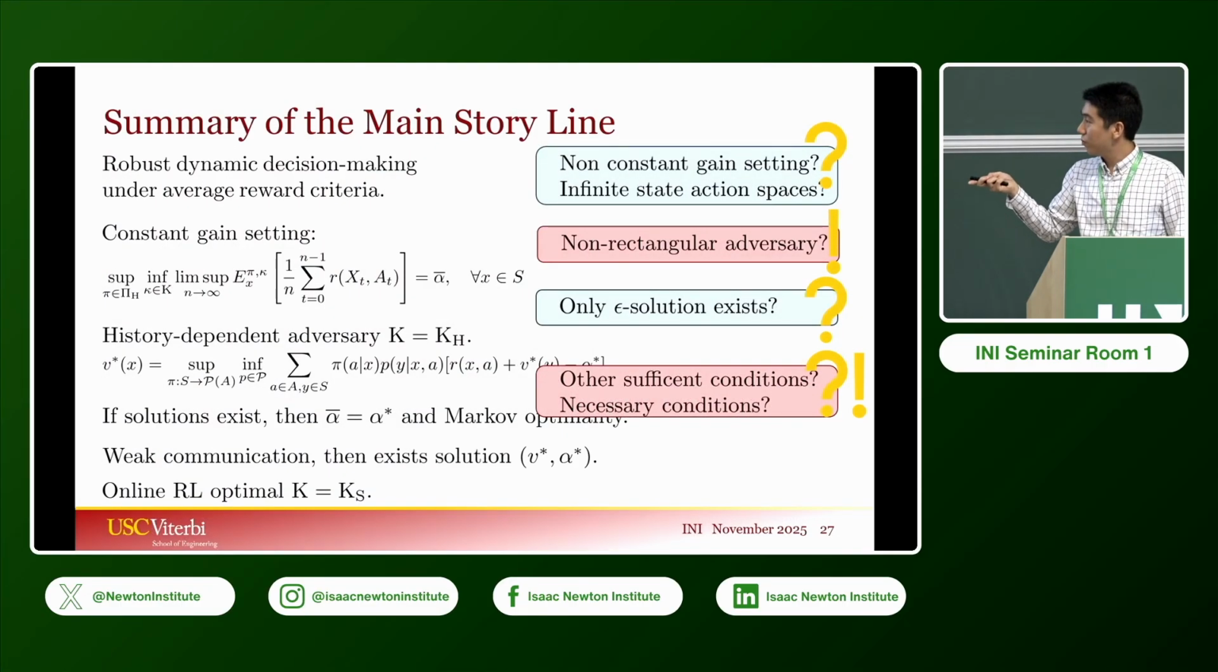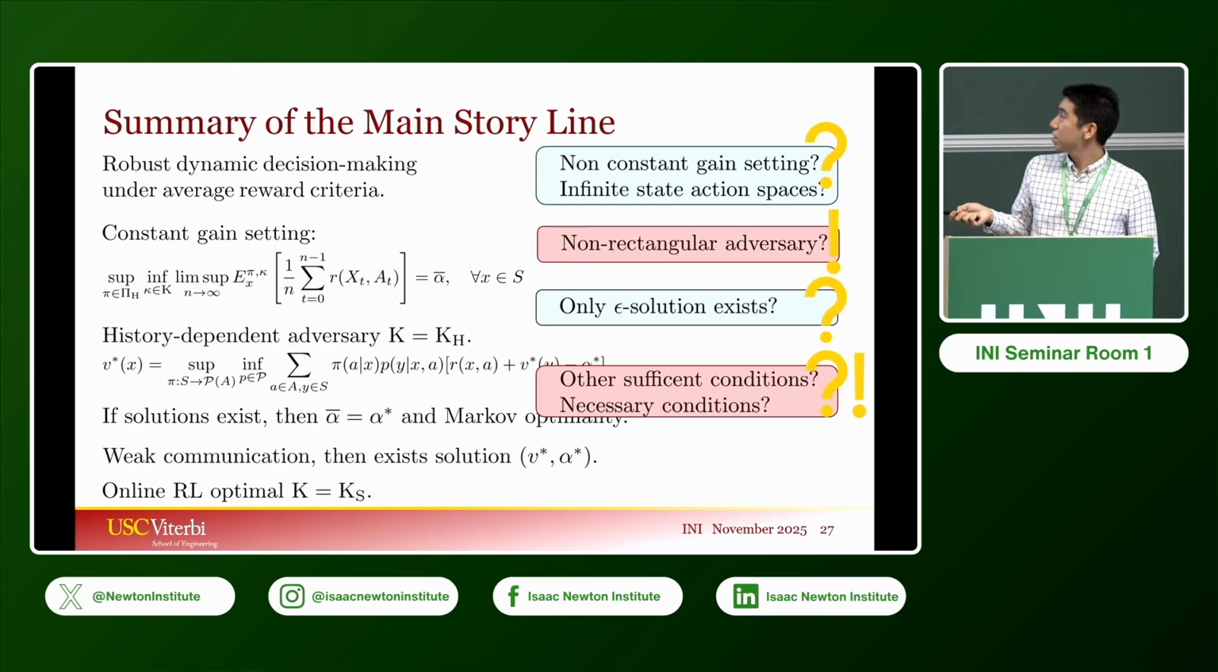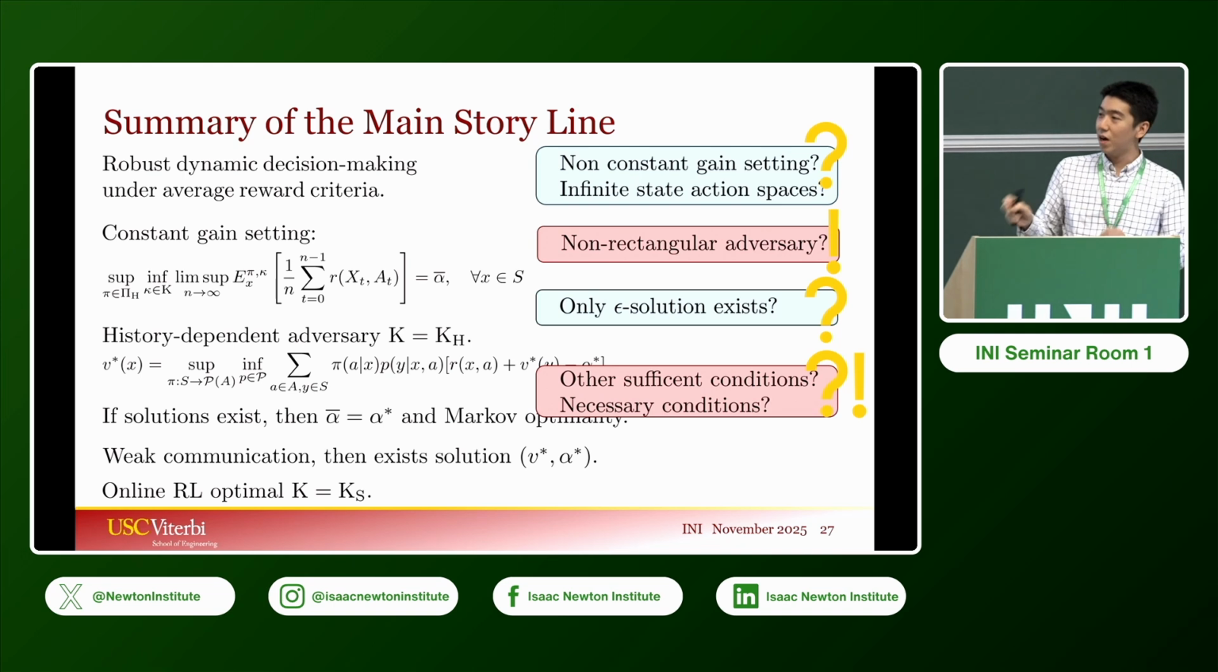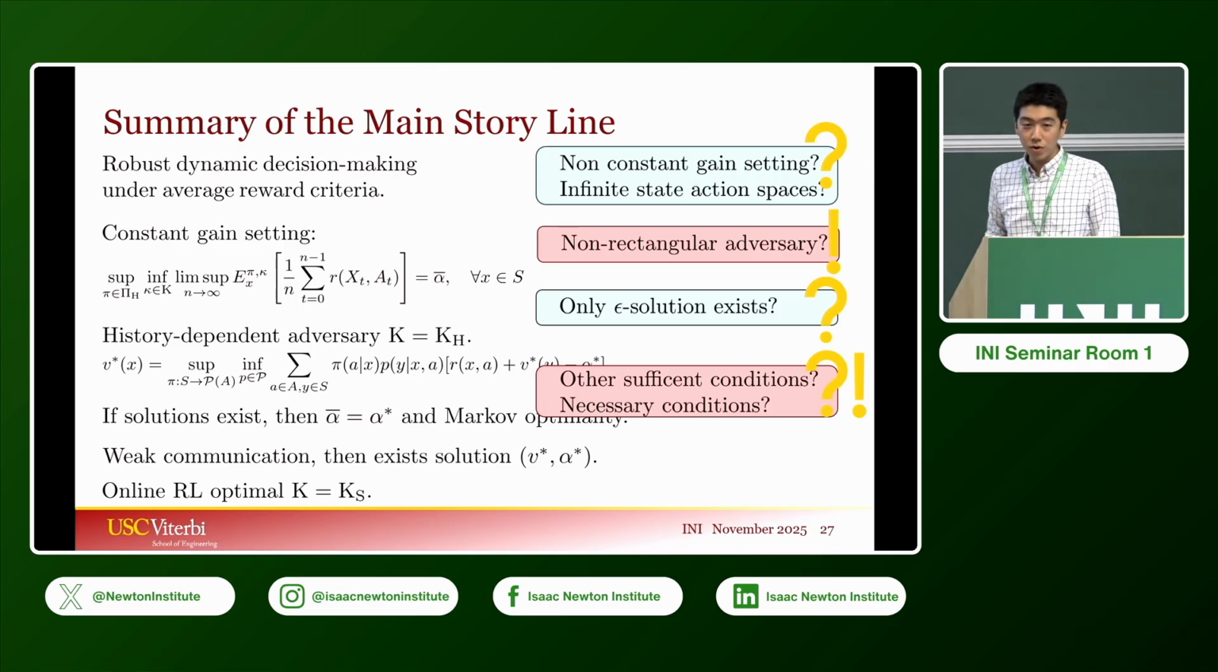Also, for the case when the adversary chooses stationary policies, our online reinforcement learning policies are actually optimal for the controller. Here I'm listing some questions; for some of them we have some answers, but largely we don't. But I think these are very interesting questions. For example, what about the non-constant gain setting and infinite state and action space models? And we said that we do not have dynamic programming for a non-rectangular or general constrained adversary.